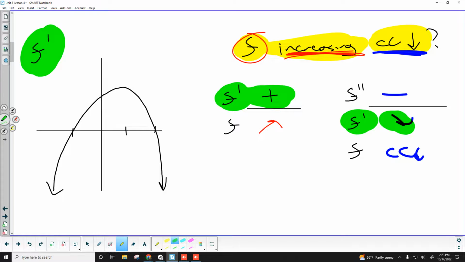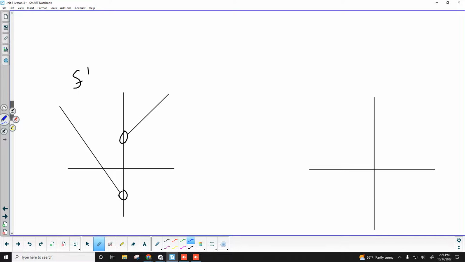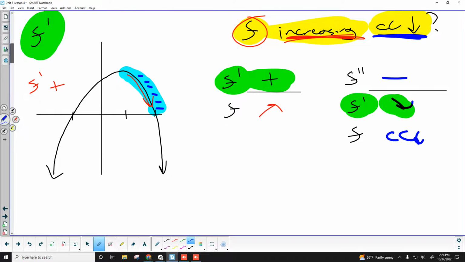1 to 2 is correct. Here is when F prime is positive and going down. F prime is positive, F prime is going down, or you could say F prime is positive and its slopes are negative.